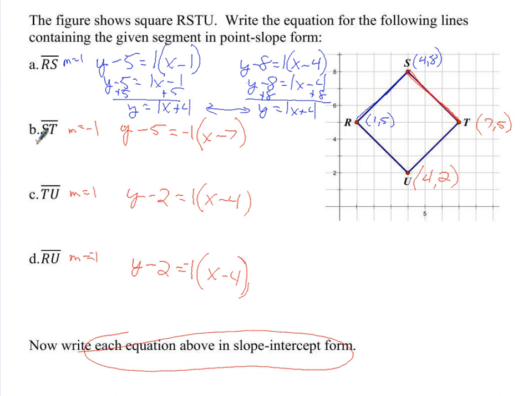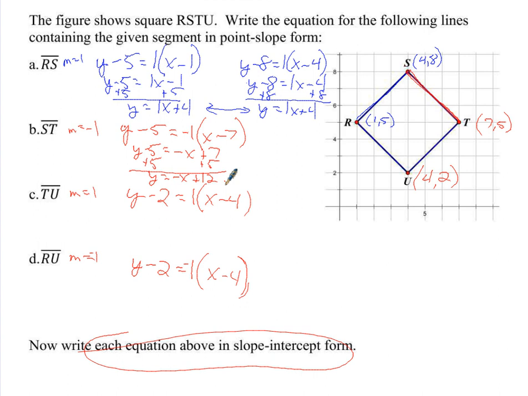So what should I do for part B if I'm putting it in slope-intercept form? Distribute, and when I distribute that negative 1 in, I get y minus 5 equals negative x plus 7 this time, and then plus 5, plus 5, negative x plus 12. And if we had the other one written down, we could do the same thing. We'd get the exact same answer.